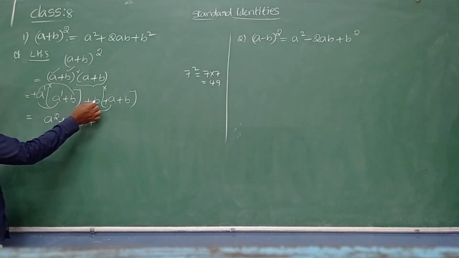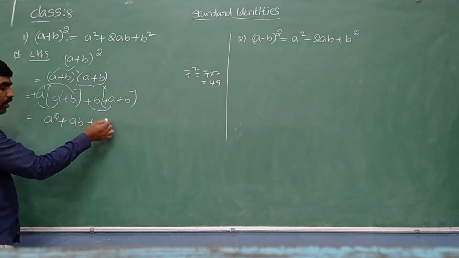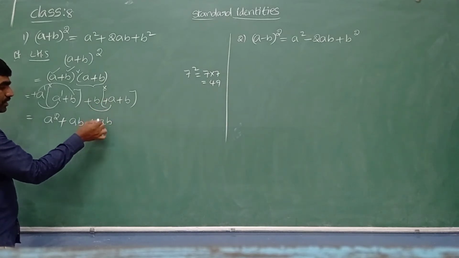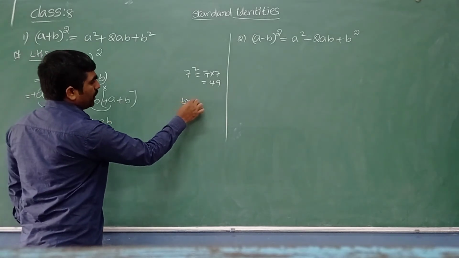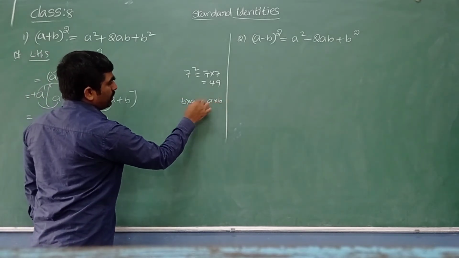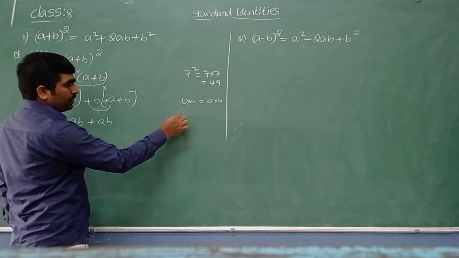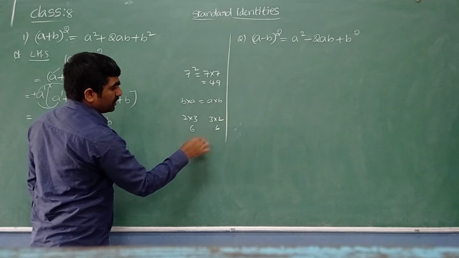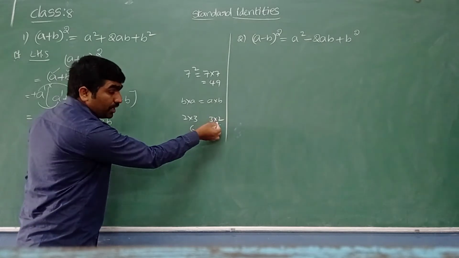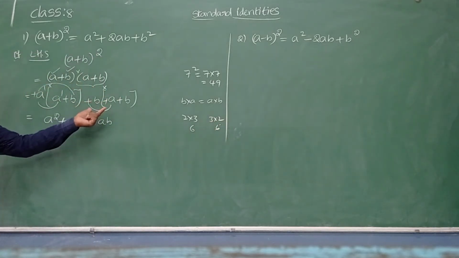Now what about this B into A? We can write BA or we can write AB also. Writing in alphabet order is better. See, there is no change here. B into A or A into B, both are equal. In multiplication there are no issues. Suppose you take 2 into 3, how much? 6. If I take 3 into 2, it is also 6, nothing is wrong. Just B into A, I am writing A into B.